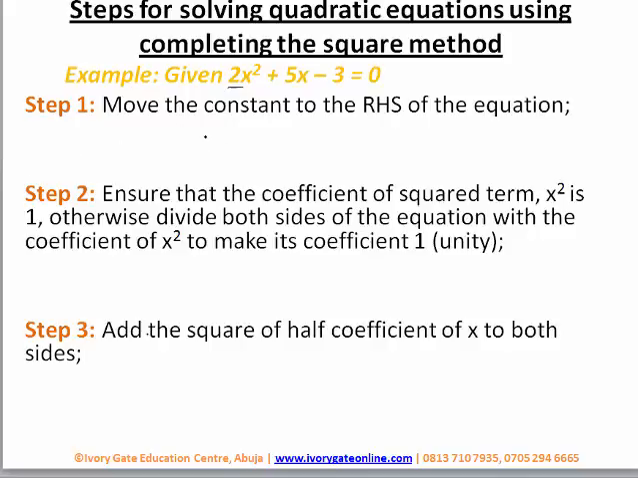Now we have 2x squared plus 5x minus 3 is equal to 0. That's the given equation. Now, to move the constant to the right hand side of the equation, this is the right hand side. Then this is the left hand side.